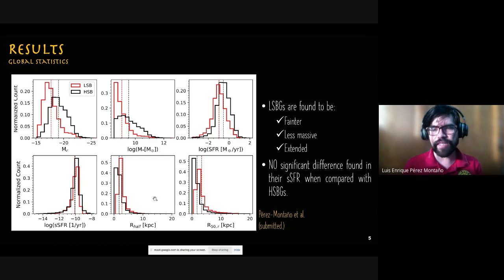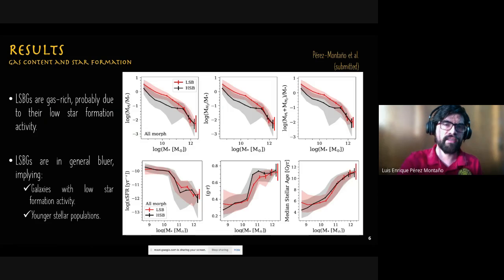So this can be an indicative that these galaxies maybe are not as quiescent as we first think, but this could mean that the strong episodes of star formation are spread over larger time scales. So these galaxies are constantly forming stars, but not as strong episodes as other galaxies.